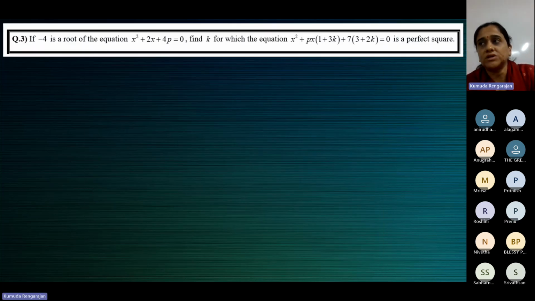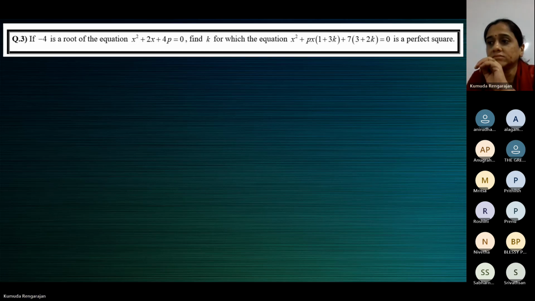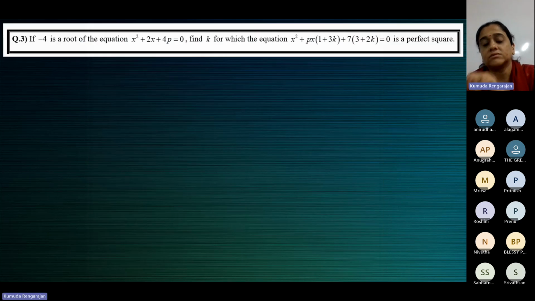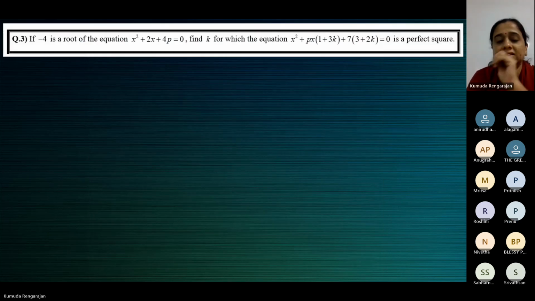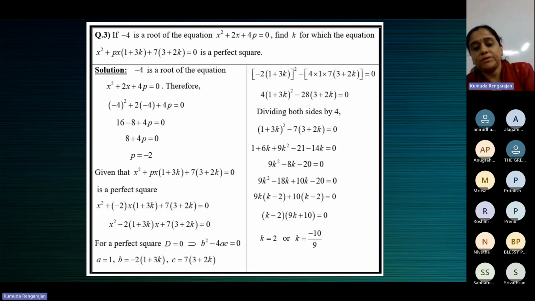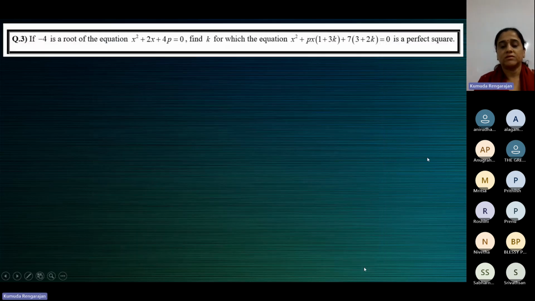You'll get a quadratic equation on k, right? What's that equation? Oh, you've got two values for k, right? Then you will have a quadratic equation, right? Yes, ma'am. That is 9k square minus 8k minus 20. Correct. You're right, Prenu. Very good. Value of k, 2 or minus 10 by 9.